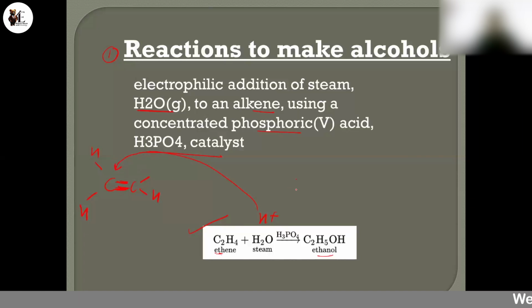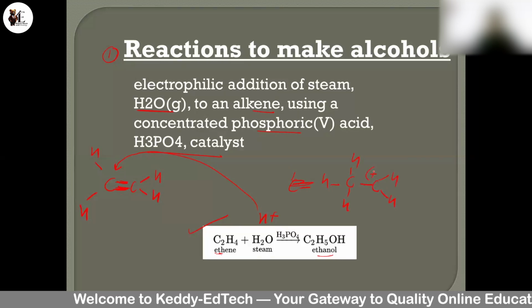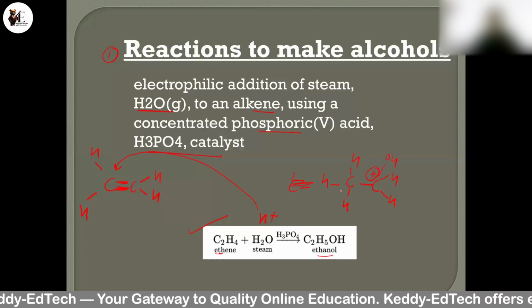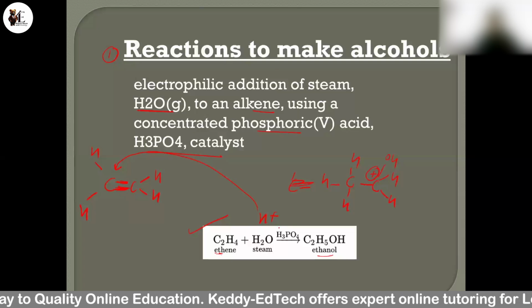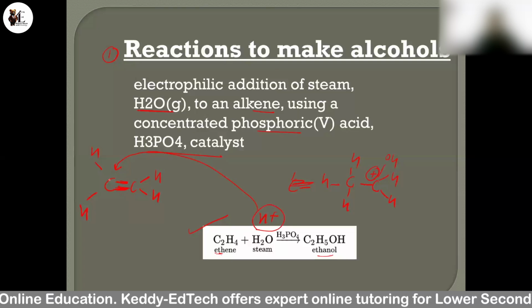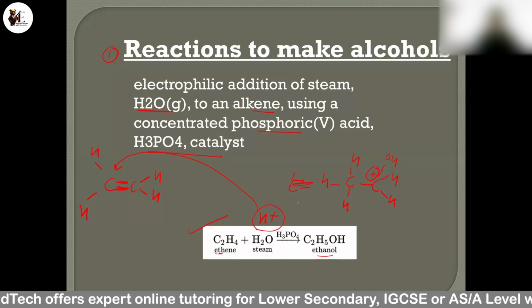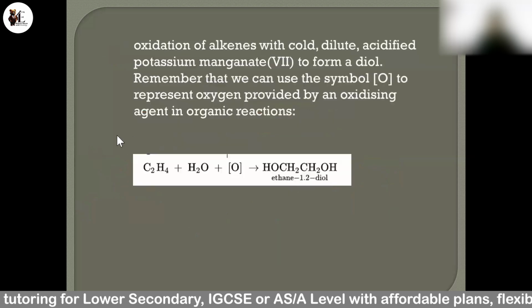When it attacks this, a carbocation will form at one position. At one position, hydrogen gets attached. In the other position, there is the formation of a carbocation. And at this carbocation, your OH minus will come and attack. So it will become your ethanol. That's why it is called electrophilic addition of steam, because the electrophile is attacking the pi electron density, which is acting as a nucleophile. So there's the formation of a carbocation. Then your OH minus from water will come and attack the carbocation.